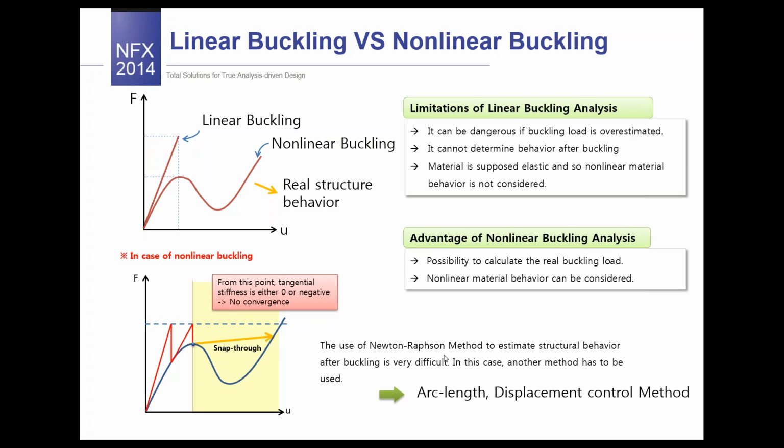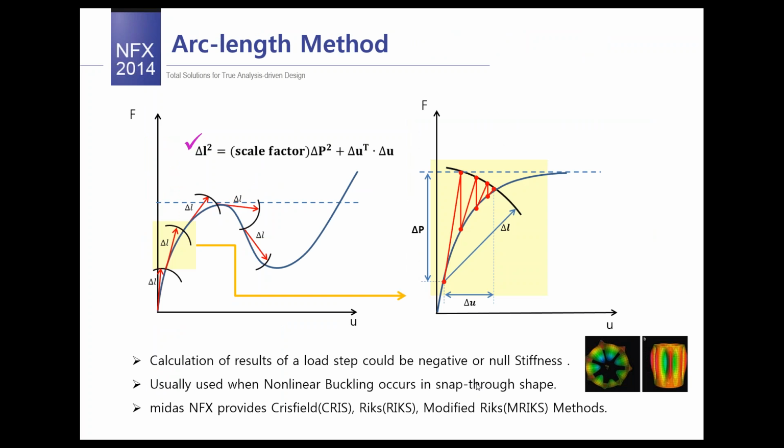For most of the problems related with nonlinear analysis, the solution is performed by the Newton-Raphson method, and this method is actually really difficult to use to estimate structural behavior after buckling. Due to that, for nonlinear buckling, especially for the post-buckling calculations, we are using the arc length method, or let's say the displacement control method, but actually the arc length method is the one which is preferable.